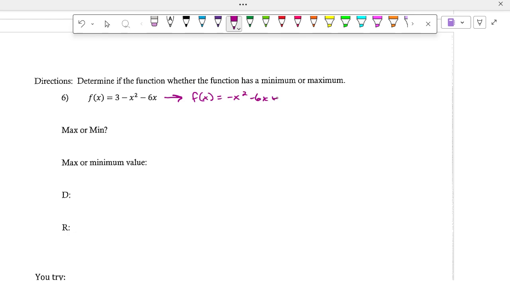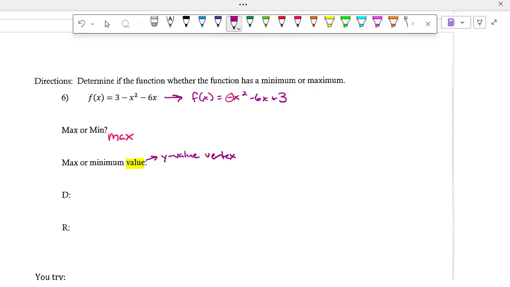Good. So based off of the standard form, would we have a max or a min? Max, why? Right, a is negative, so we have a max. Now, when we say max or minimum value, we're talking about the y value of the max. So if it ever says the max or minimum value, they're talking about the y value. Now, what typically represents our max or min? What's the feature? The vertex. So we're finding the y value of the vertex.